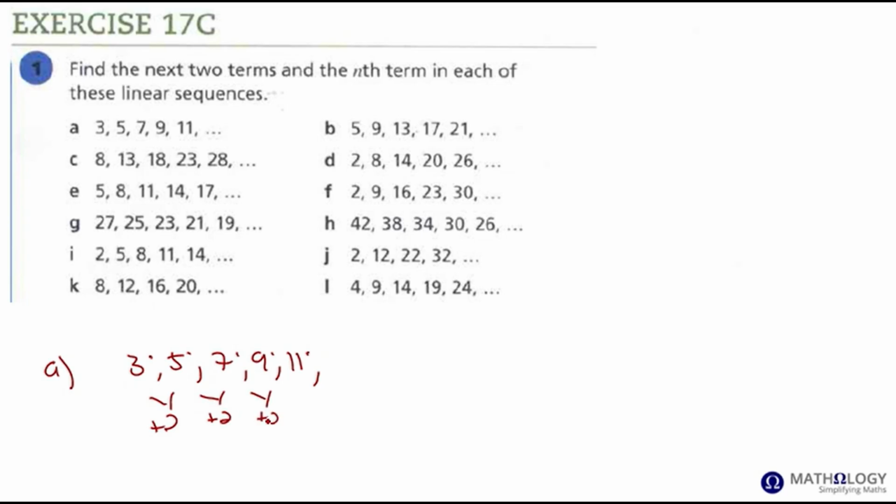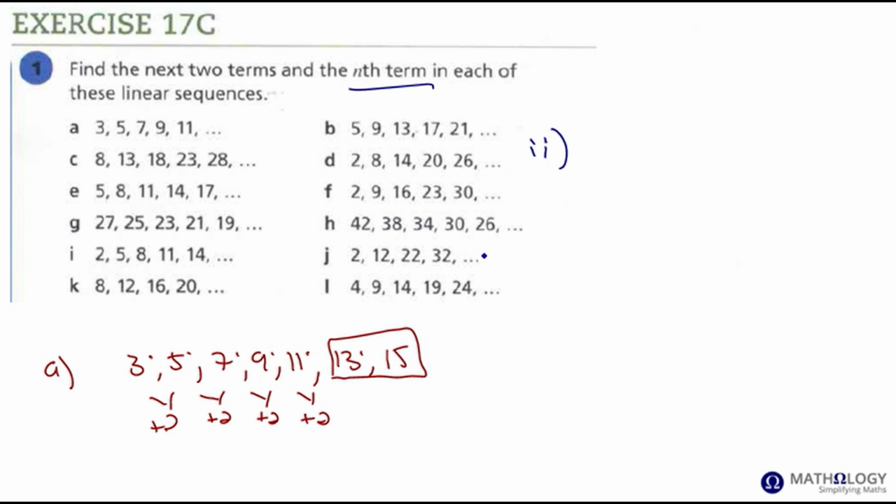Clearly adding 2 to every single term. So the next term will be 13 and the term after that will be 15. That answers the first part of the question. The second part of the question is to determine the nth term.